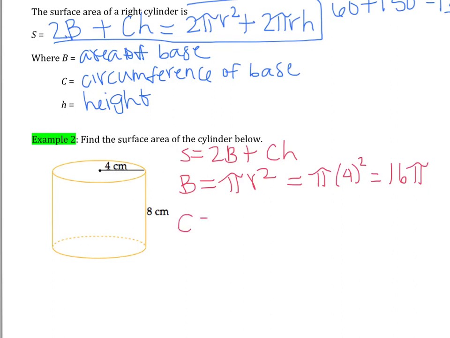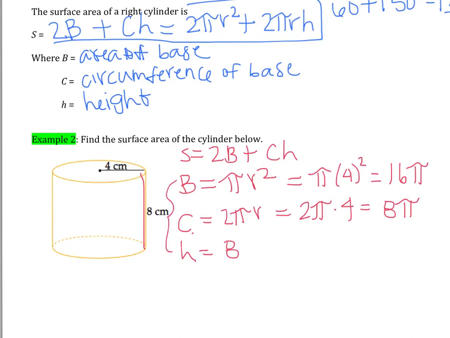Now I'm going to find the circumference of that base. That circumference is going to be 2 times pi times the radius, but we know the radius is 4, so this is going to be 2 times pi times 4, which is really 8 pi. And the height, we need the height of the cylinder, which is just this side over here, which is 8. So now I have B, C, and H. I have everything I need to plug into the formula up here.